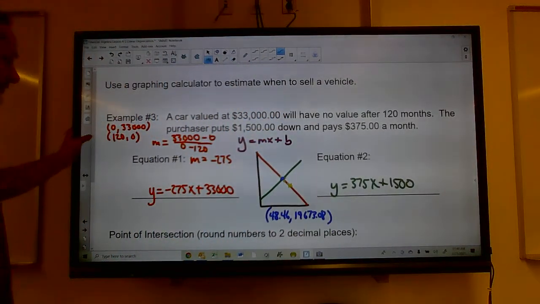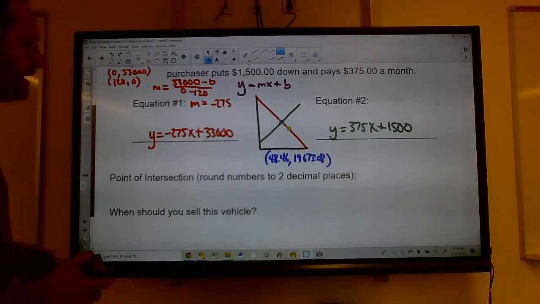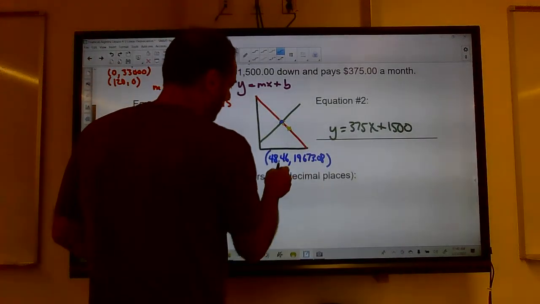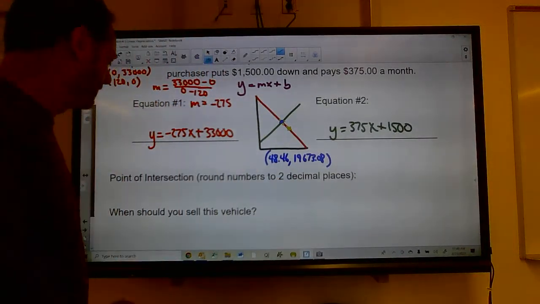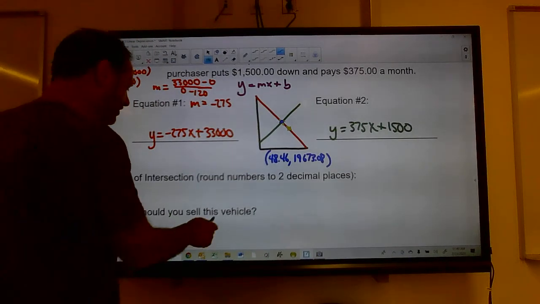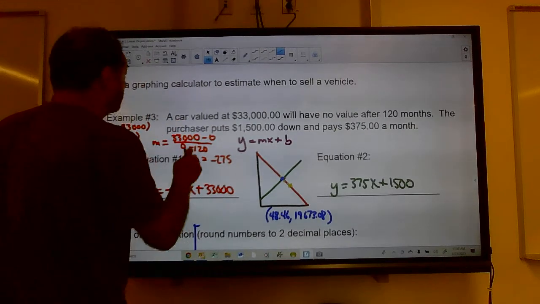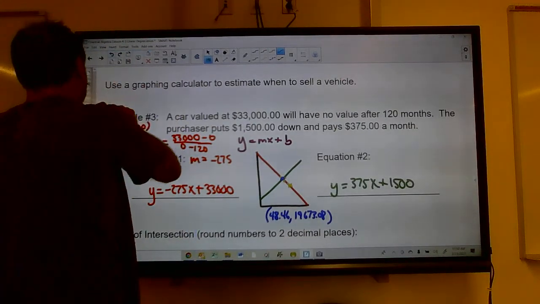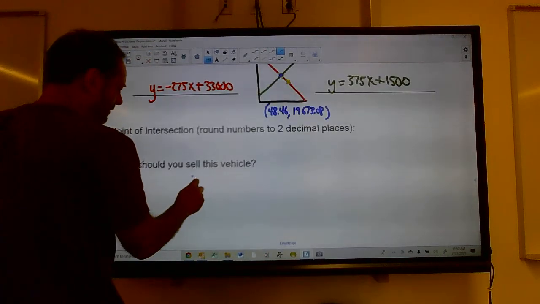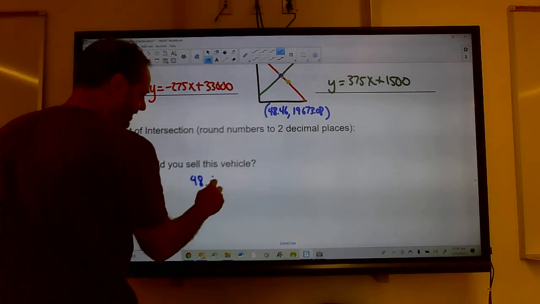Okay, that's my point of intersection. What does that tell me? It tells me that's 48.5 months. Okay? So when should you sell this vehicle? In about 48.5 months.